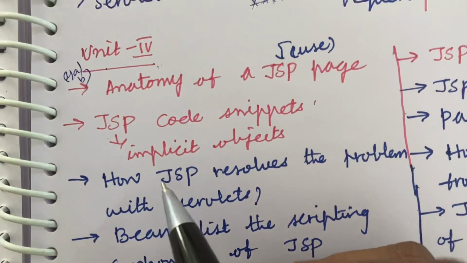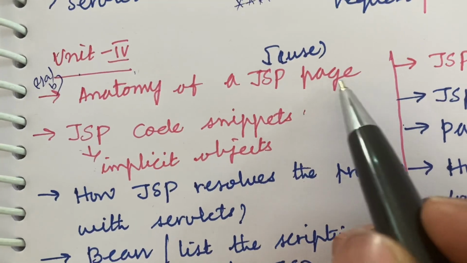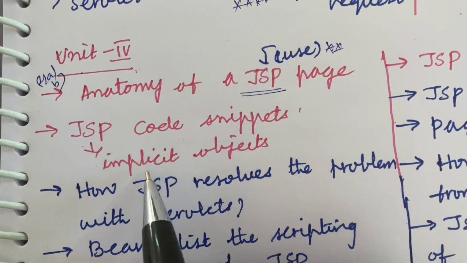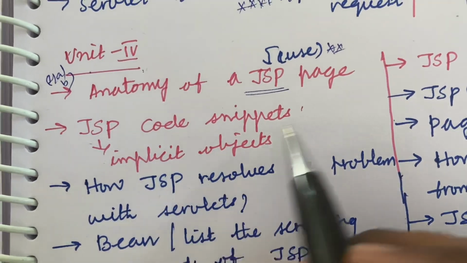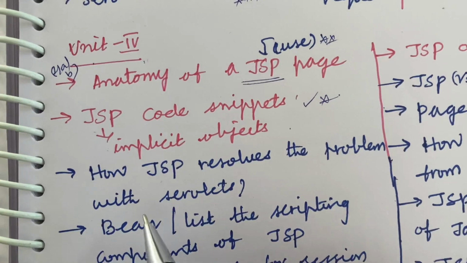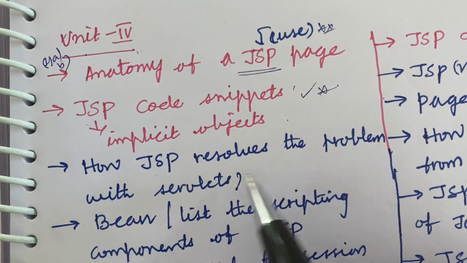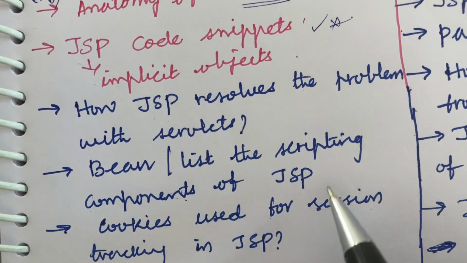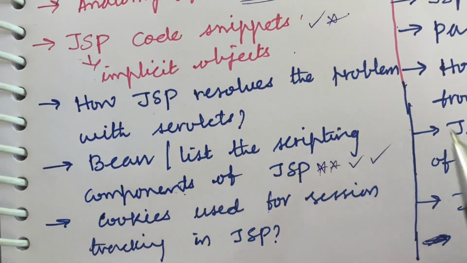From Unit 4, the anatomy of a JSP page, and the use of JSP is said to be a short question and a gunshot question. JSP implicit objects as well as JSP code snippets is also said to be a short question. How JSP resolves the problem with servlets, define the term bean, and list the scripting components of JSP is also said to be a topmost question.